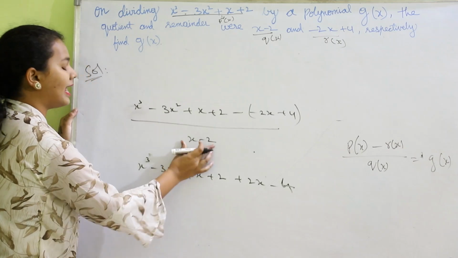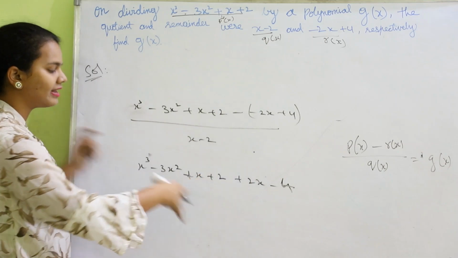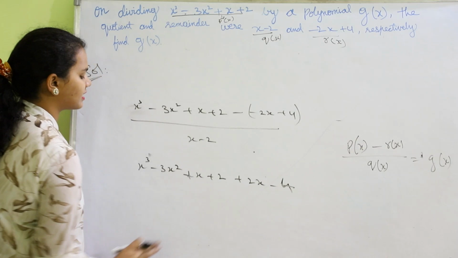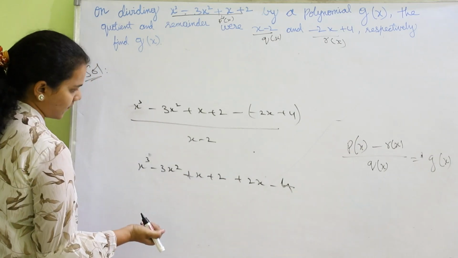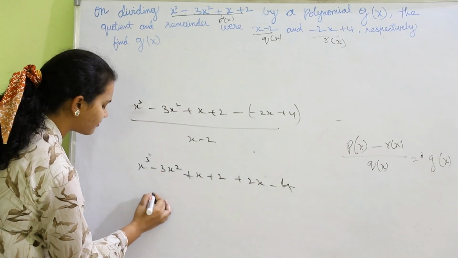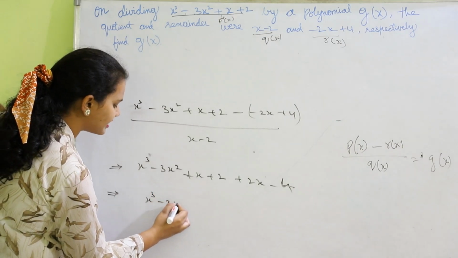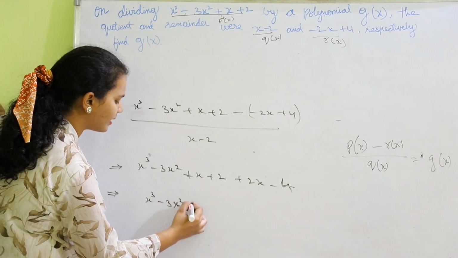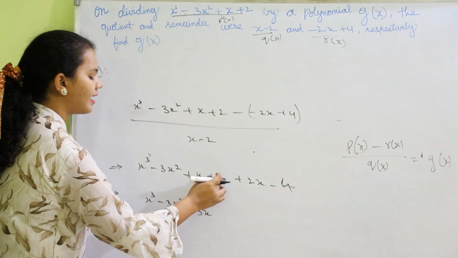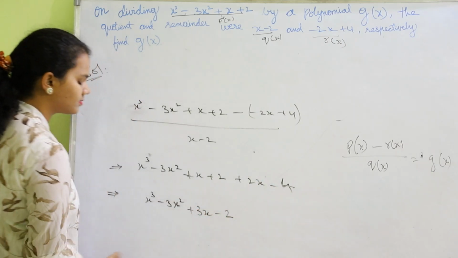For some time, keep this minus x minus 2 aside, we will be adding it later. Then solve only this given equation. Now here we got plus x, you have plus 2x. If I write it further, this becomes x cube minus 3x square minus 3x square plus x plus 2x plus 3x, and what else? Minus 4 plus 2, this becomes minus 2. Okay, we are done with this.